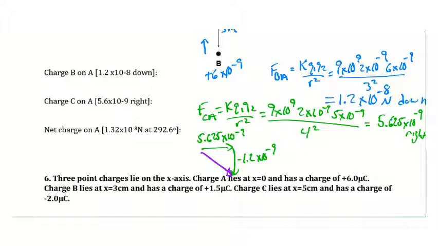And you find the magnitude of the resultant using Pythagorean theorem, and you get 1.325, we'll call it 1.33 times 10 to the negative 8.